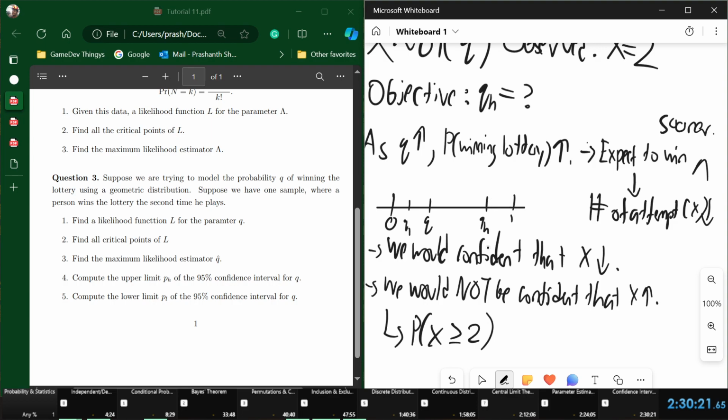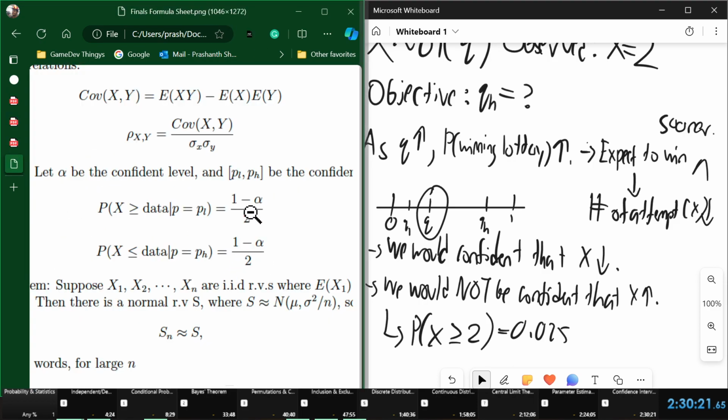Sorry to interrupt, but I think Q should be the center of this. QL and QH should be equidistant from Q. Is that guaranteed? Yeah, it's guaranteed. If you look at her formula, she divides by 2. This division by 2? Yeah.